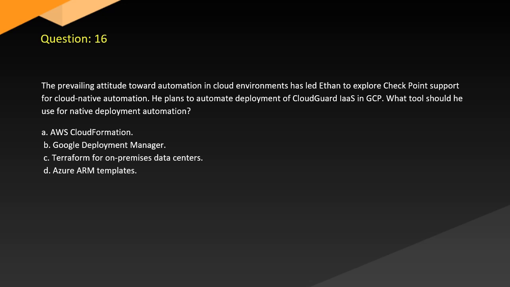Question 16. The prevailing attitude toward automation in cloud environments has led Ethan to explore Check Point support for cloud-native automation. He plans to automate deployment of CloudGuard IaaS in GCP. What tool should he use for native deployment automation? A. AWS CloudFormation. B. Google Deployment Manager. C. Terraform for on-premises data centers. D. Azure ARM templates.